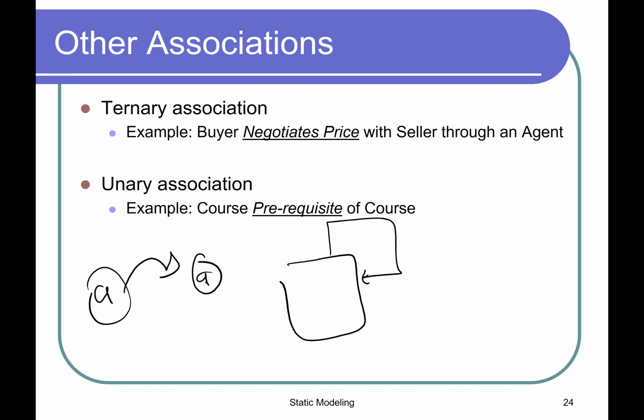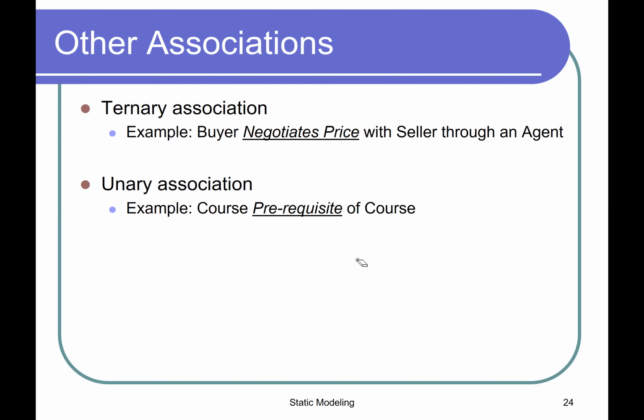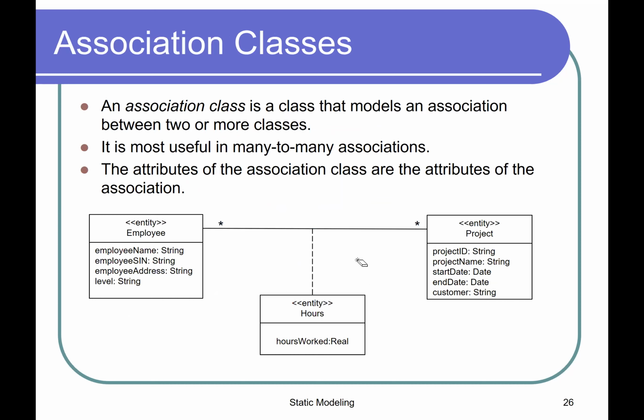Another example could be a father-son relationship. Both are the human class, so a father-son relationship is a relationship of the human class associated with itself again. All right. Next up is something called an association class.